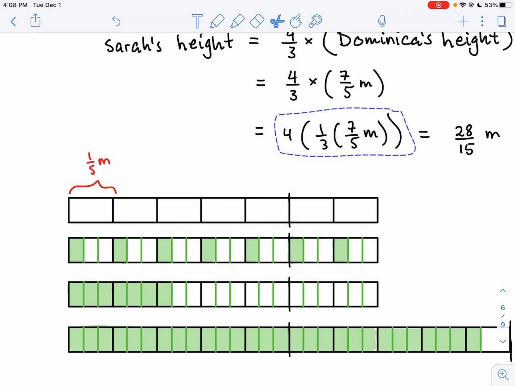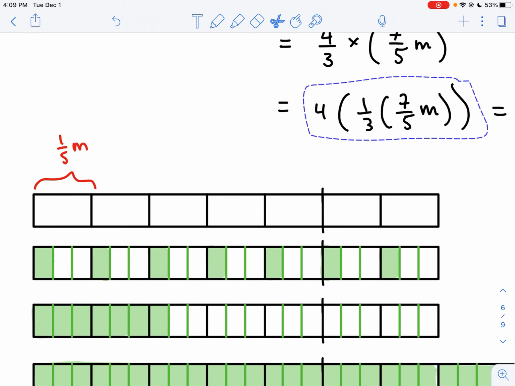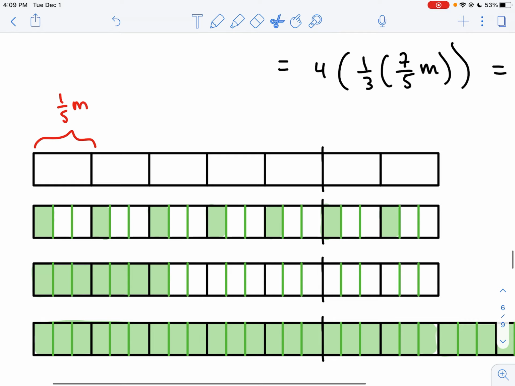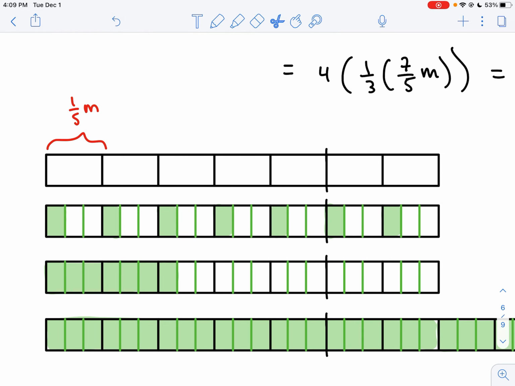So to find 1/3 of 7/5, well, 3 doesn't divide into 7, so I could use cross partitioning here, but I'm going to actually use vertical partitioning within partitions. To find 1/3 of 7, we have 7 boxes right here. Each box is 1/5 of a meter. I want to find 1/3 of that. I'm just going to break each box into thirds and then shade one. So that's exactly what I did here. I did 1/3 of each of the 7 boxes.